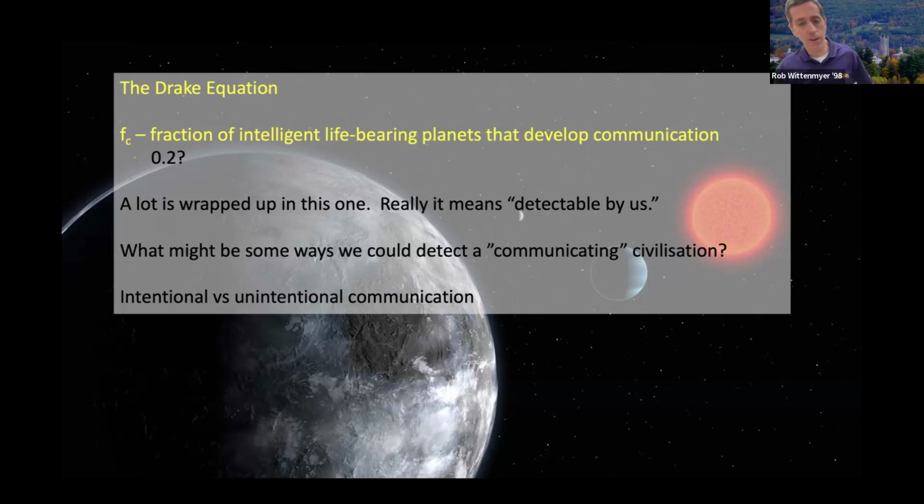So intentional versus unintentional communication, that gets into, you know, do you have radio and TV beaming out into space, just leaking out, that's unintentional communication, versus the classic idea of taking a radio telescope and beaming an intentional signal somewhere. Two different things.